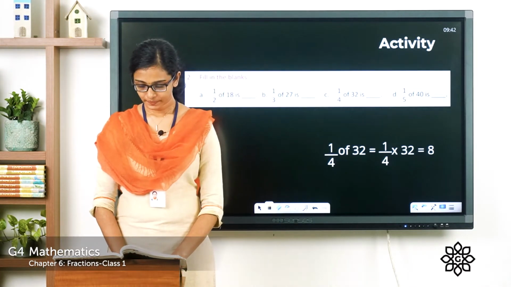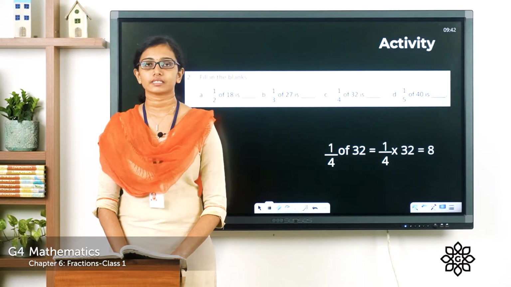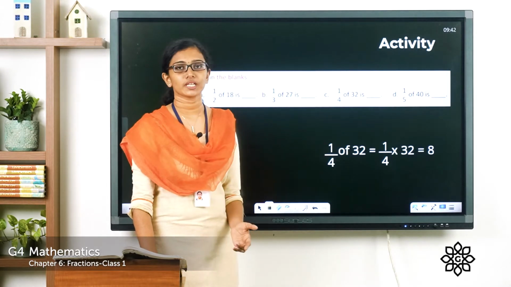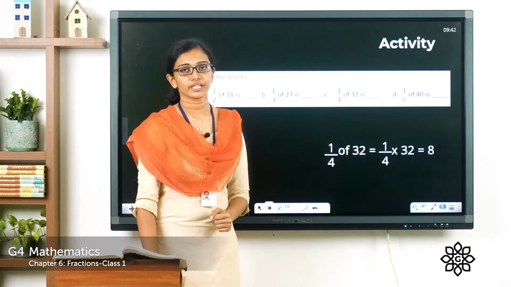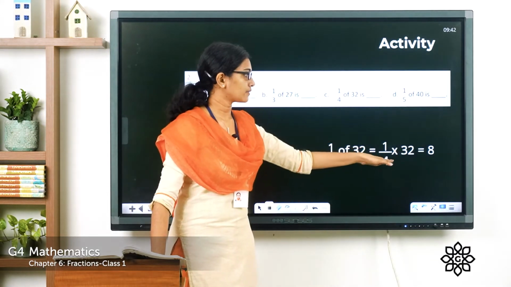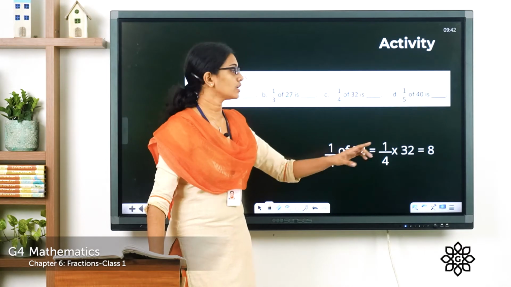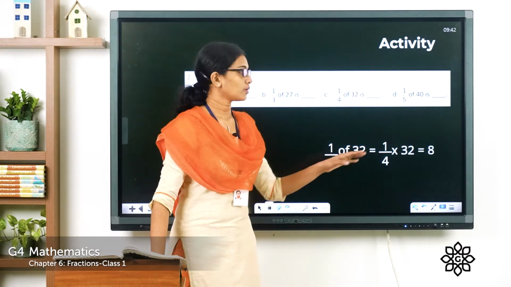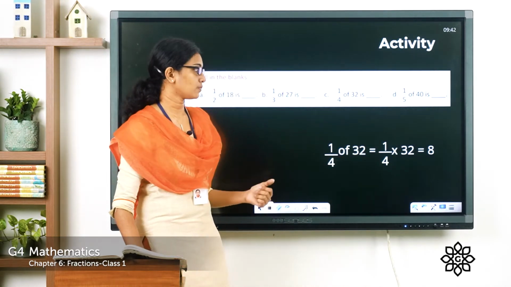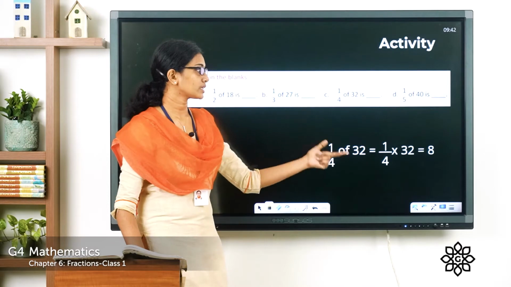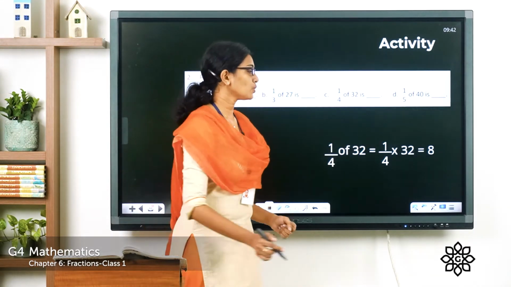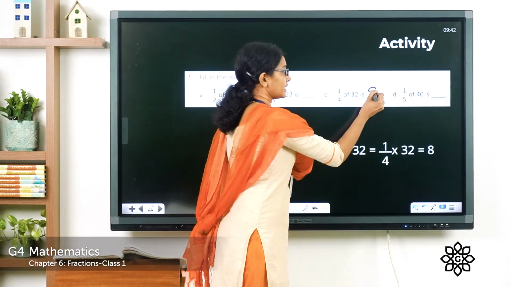Now question C. 1 by 4 of 32 is? So how do you write it? 1 by 4, or 1/4 of 32, is equal to 1 by 4 into 32. We can either cancel out the common factors of 32 and 4 and proceed with the calculation, or you can do 1 into 32 divided by 4. So what is it? 1 into 32 is 32 by 4. And how many 4s are 32? It is 8. So 1/4, or 1 by 4, of 32 is equal to 8. So you have to write 8 here.